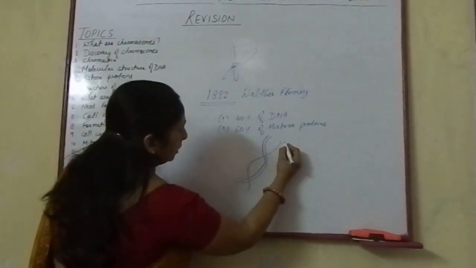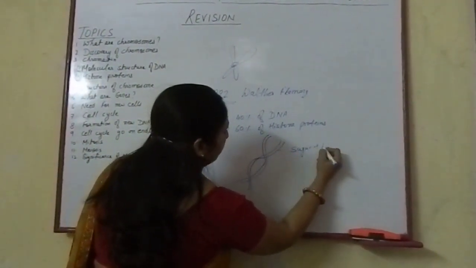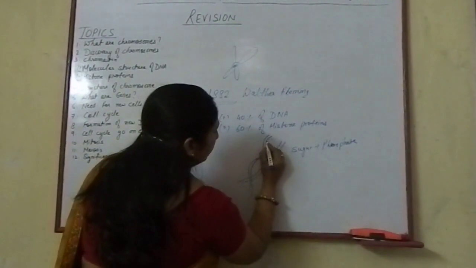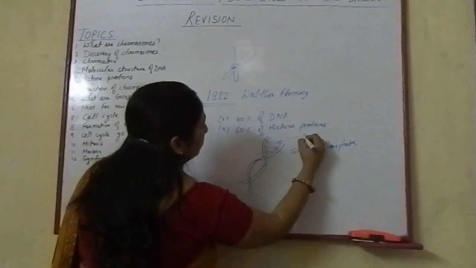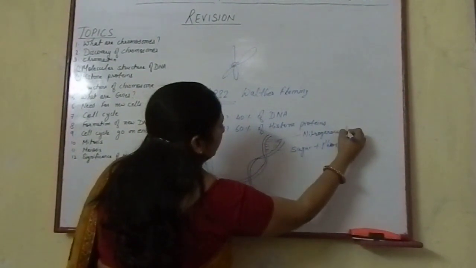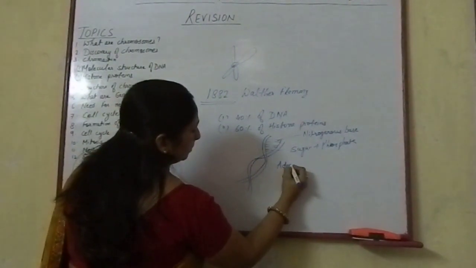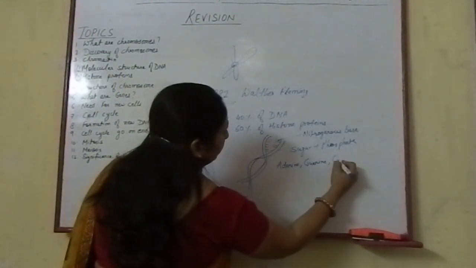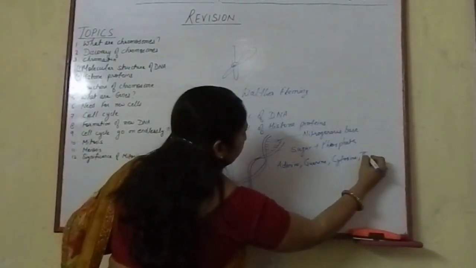which is double-stranded with a sugar phosphate backbone supported by the ladders, which are made up of nitrogenous bases. The nitrogenous bases are basically adenine, guanine, cytosine and thymine.